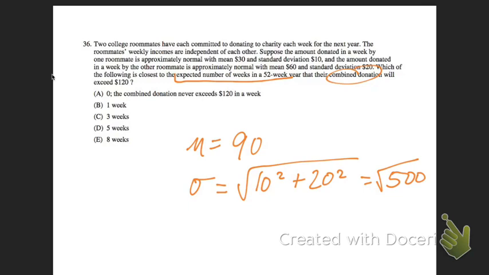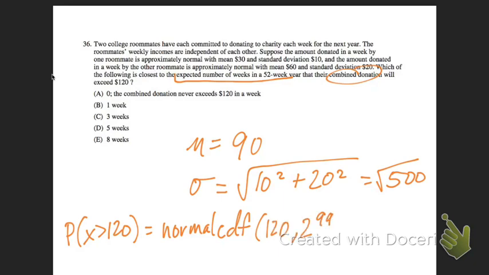Now I want to find the probability that I exceed 120, the probability that x is greater than 120. I do that by using normal CDF, 120 to infinity, 90, square root of 500. So someone do that and tell me what you get. Well, hold on, we'll do that in a second, because we'll take this number and multiply it by 52. Let me get out my Inspire and I will do it. I think you get like 0.1 something, because it's about 10%.